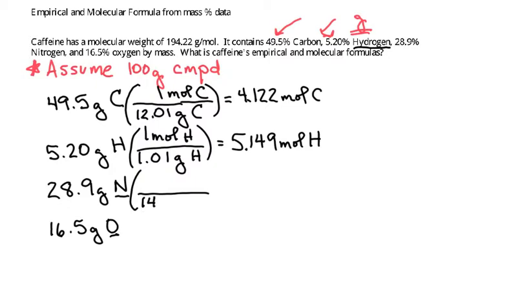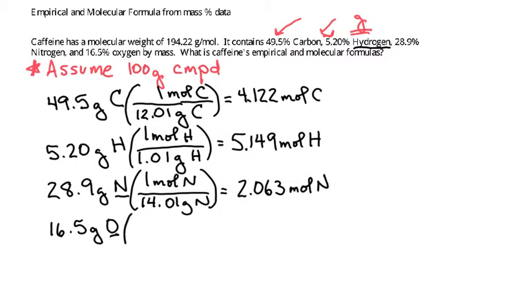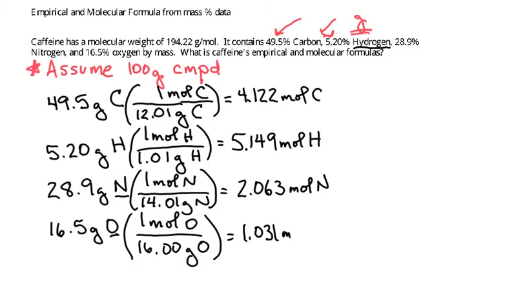There's 14.01 grams of nitrogen in 1 mole of nitrogen. So we have 2.063 moles of nitrogen. And there's 16 grams of oxygen in 1 mole of oxygen. That gives us 1.031 moles of oxygen. All of these moles tell us the ratios to each other.